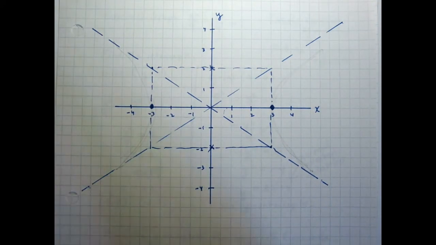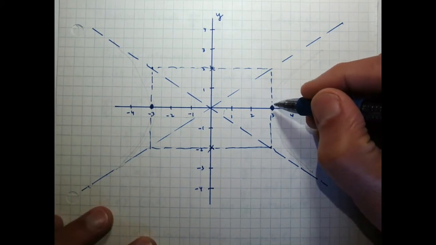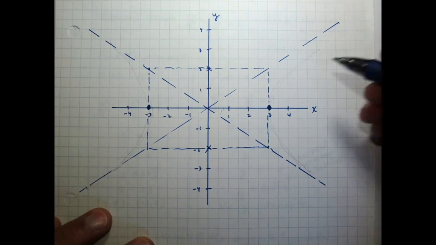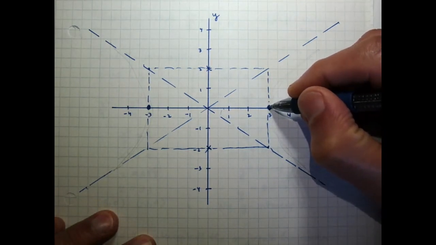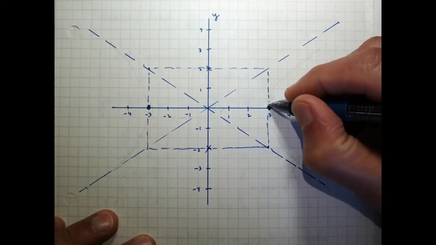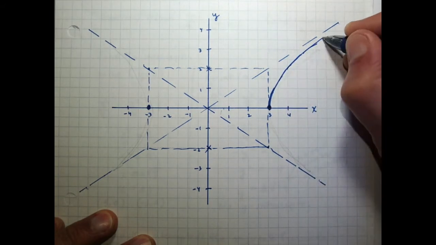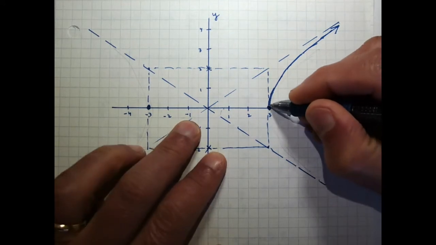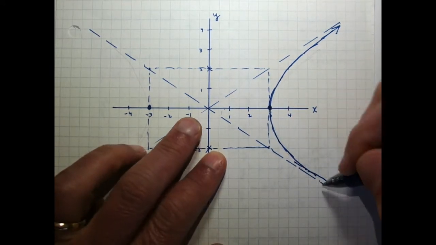So there are my two asymptotes now. Now I can fill in a better sketch of my actual hyperbola. I know, again, my x-intercepts were at 3, negative 3. Now I'm just going to draw a curve approaching the asymptote as I rise up, and do the same thing as I come down.